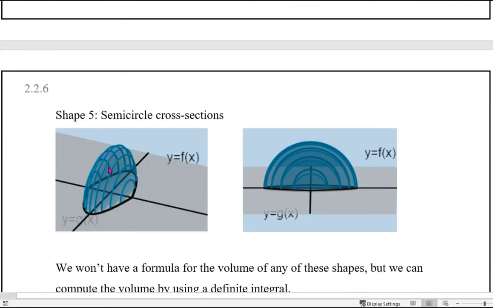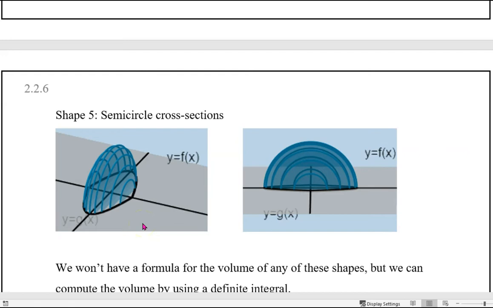We have one more example to look at, and that's a semicircle cross-section. This is where we still have the downward opening parabola for the top of the base shape and the upward opening parabola on the bottom of the base shape. However, rising off the page, we have half circles or semicircles. This is going to have a different volume than all the rest.